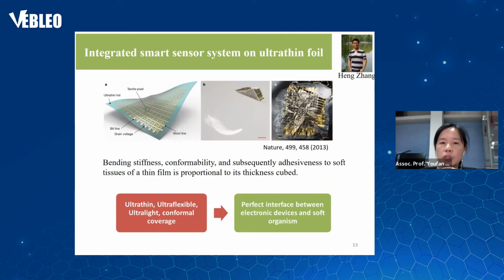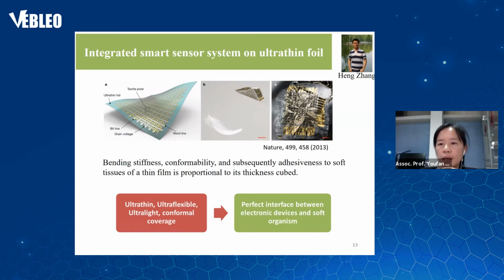It is an integrated smart sensor system on ultrathin foil. And as we know, the mechanical property of your system is highly dependent on the thickness of the integrated system. So when you can get such an ultrathin and ultra flexible system, then you can get a very great conformable contact between your electronic system and the soft surface of your tissue or of your body.